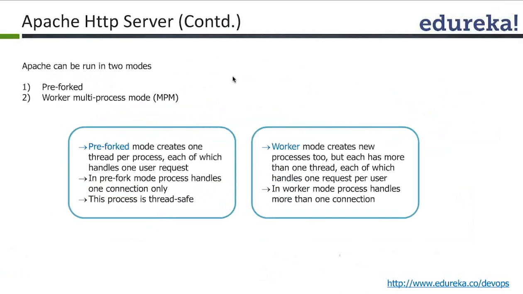Apache can run in two modes: prefork and worker multiprocessor mode. Prefork mode creates one thread per process, each of which handles one user request. In prefork mode, a process handles one connection only. This process is thread safe. Whereas worker mode creates new processes too, but each has more than one thread, and each of which handles one request per user. In worker mode, a process handles more than one connection.